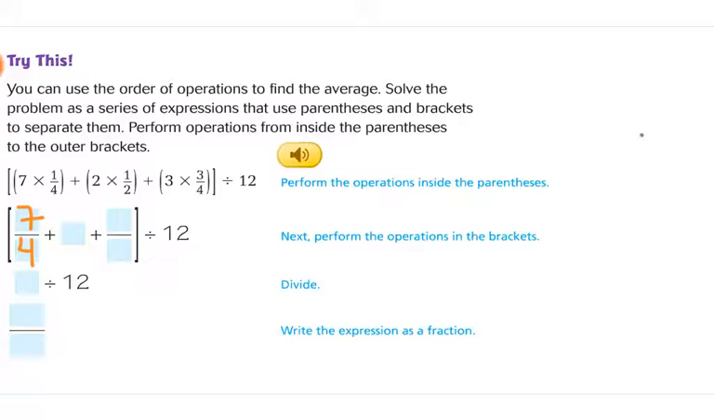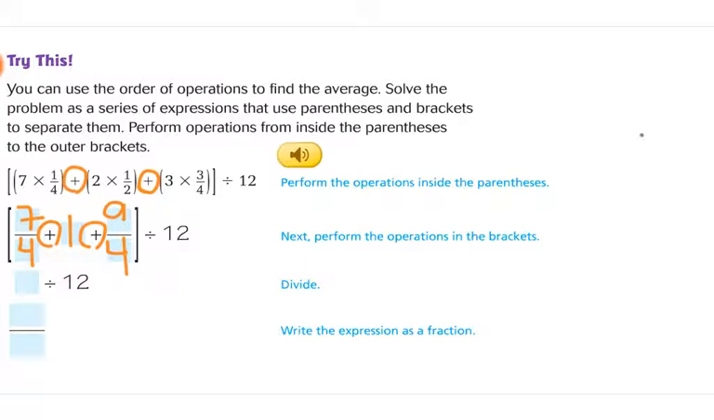7/4. 2 times 1/2 would be 1. And 3 times 3/4 would be 9/4. Notice that there was an addition in between those, and that's why we bring down the addition sign.